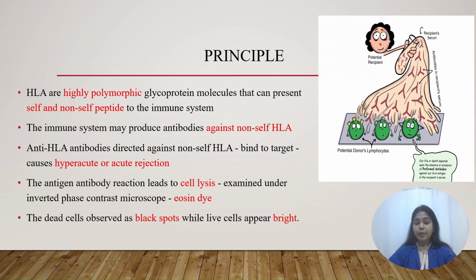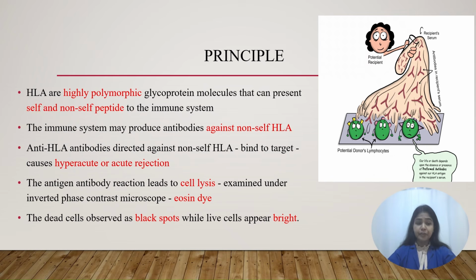The immune system may produce antibodies against non-self HLA, and this could be due to sensitization from previous transplants, pregnancy, or blood transfusion. Any reason there could be. Anti-HLA antibodies directed against non-self HLA will bind to the target and cause hyperacute or acute rejection.